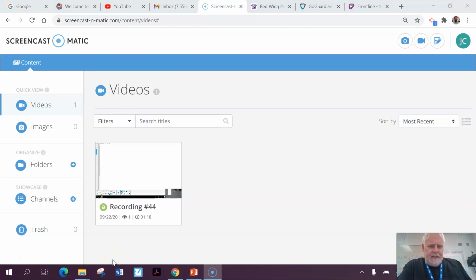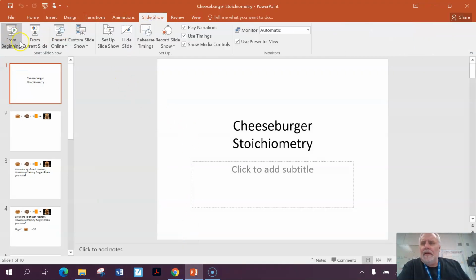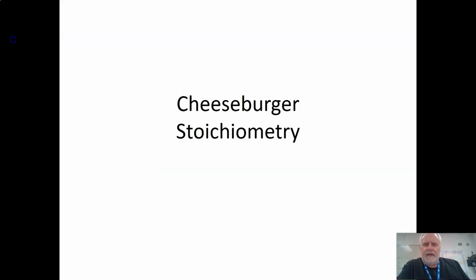Okay, so today we're going to start with sort of the concept of what we're going to do today, something called the limiting reactant. And we will do so with a tiny slideshow that I put together called Cheeseburger Stoichiometry. All right.